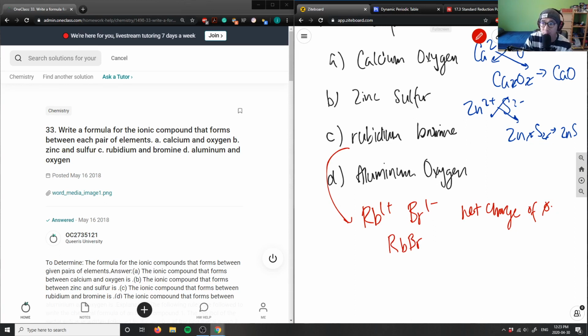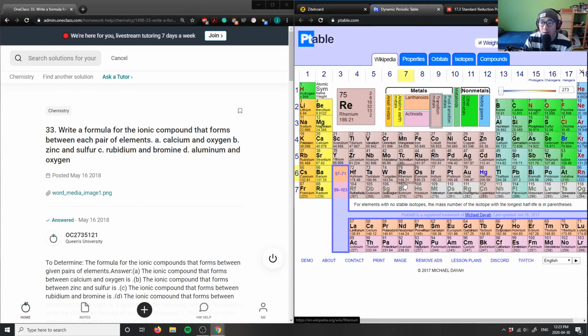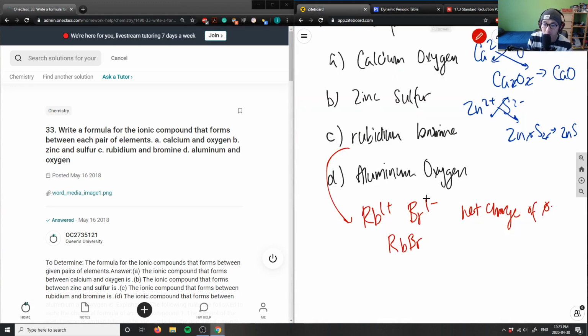And finally, aluminum and oxygen, right? So I'm going to look back at my periodic table for aluminum. And aluminum lies under here, right? Under group 13 here. So this here is Al. Well, it's going to have a charge of 3 plus here. So aluminum, so I'm going to write Al here, has a charge of 3 plus.